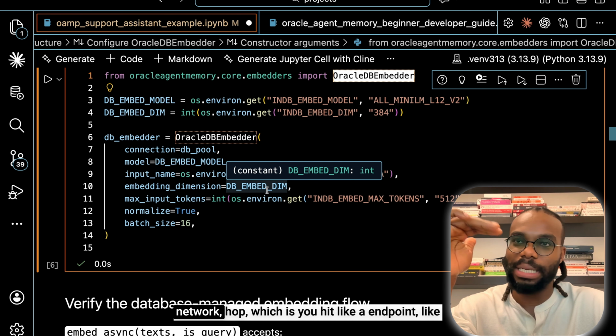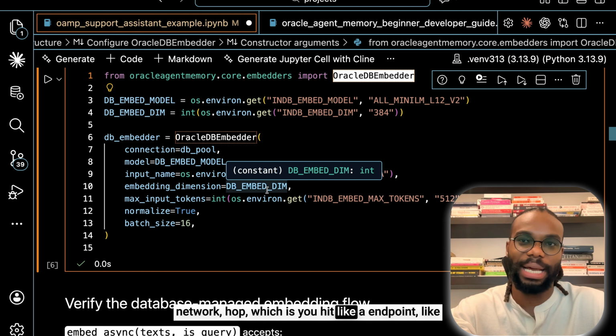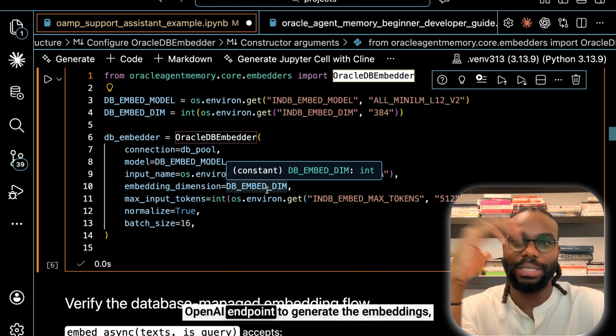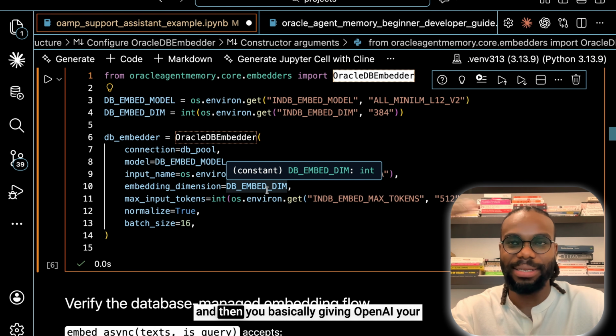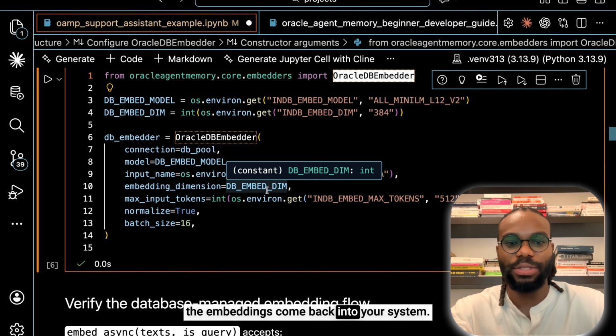Then you do a network hop, where you hit an endpoint, like the OpenAI endpoint, to generate the embeddings. You basically give OpenAI your data to generate the embeddings for you. Then the embeddings come back into your system.